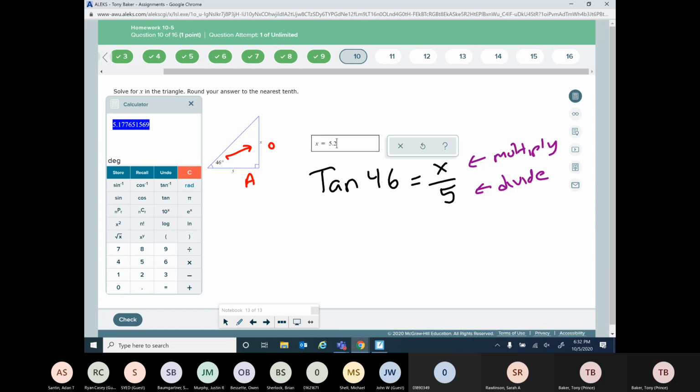Now, once you get your answer, you can look at the triangle to see if you did it correctly.